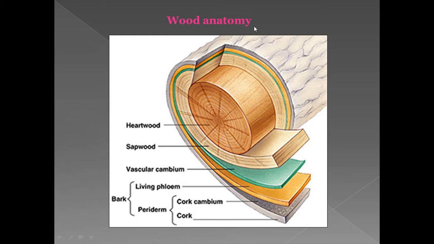This figure shows wood anatomy. Here the bark layer, including living phloem and periderm, cork cambium and cork, is present, then the vascular cambium, and after that the sapwood, and then inside the heartwood is present, and here the center portion is the pith.